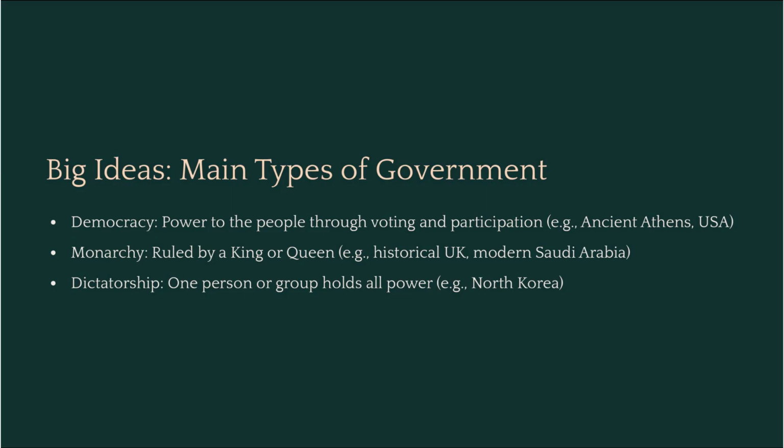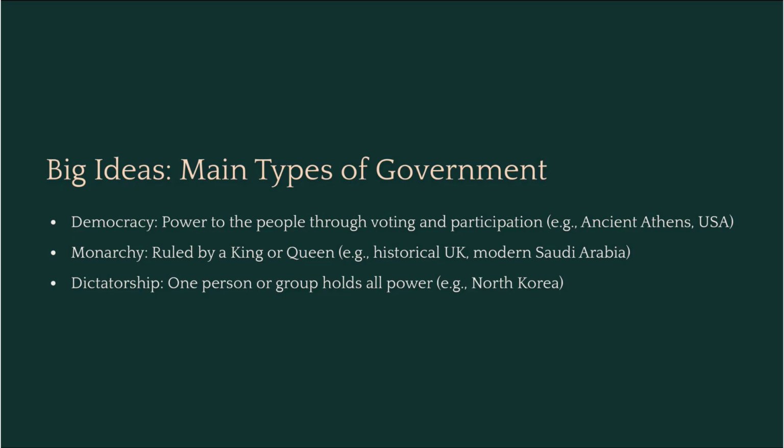Not all governments work the same way. The three main types you'll hear about are democracy, monarchy, and dictatorship. A democracy is a system where the people hold the power. Think of it like a classroom voting on where to go for a field trip. The majority wins. The ancient city of Athens was a direct democracy, where citizens voted on every single law.